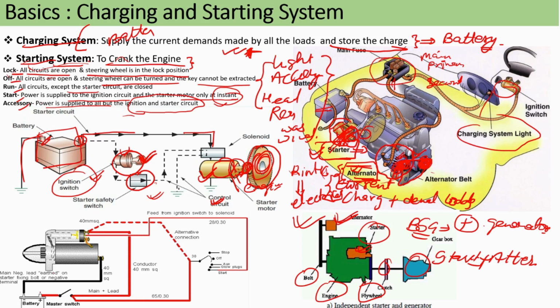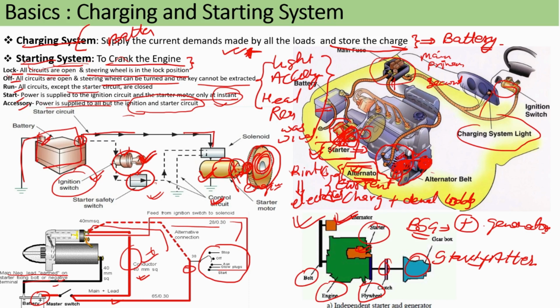Okay, so here I just show you that this is our battery. The main negative earth is on the starter board or negative terminal. This is your 40 square mm wire. How and why we are taking 40 square mm, and how to select the wire, we will discuss in coming slides. These are the ignition switch positions. Okay, this is your solenoid. So I hope you understand the basics of the charging and starting system.